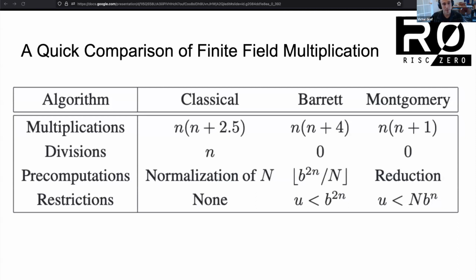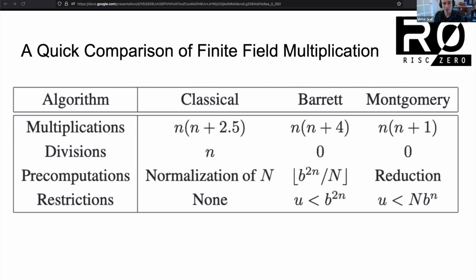The classical form takes n times (n plus 2.5) multiplications, and it also requires n divisions, where n is the number of words. So in this case, our four word numbers are going to have 4 times (4 plus 2.5) multiplications and 4 divisions for classical, and those 4 divisions especially are a major issue for performance.